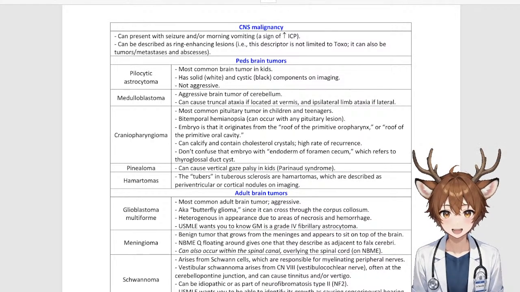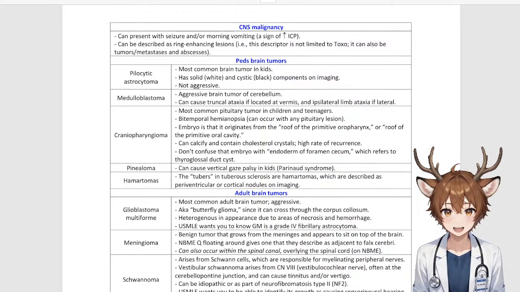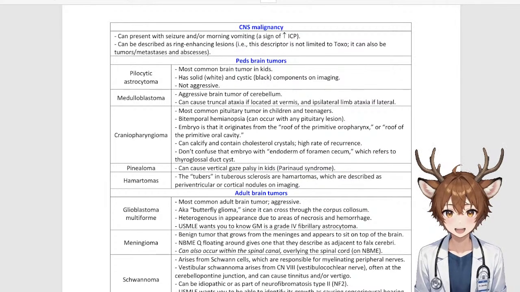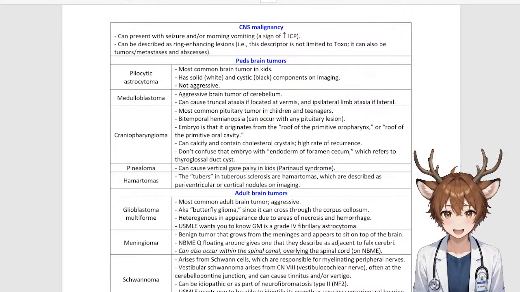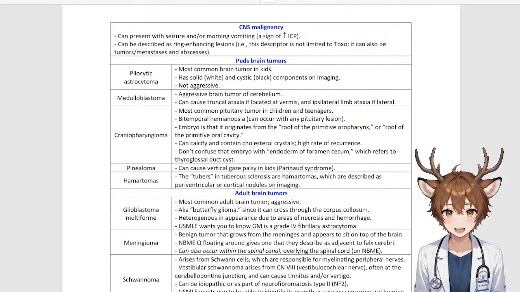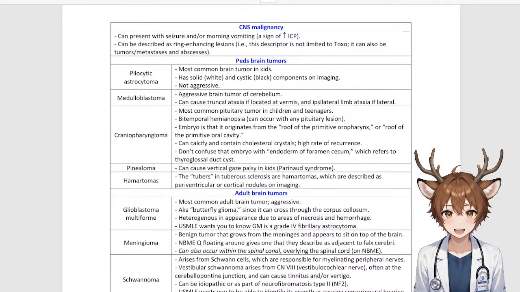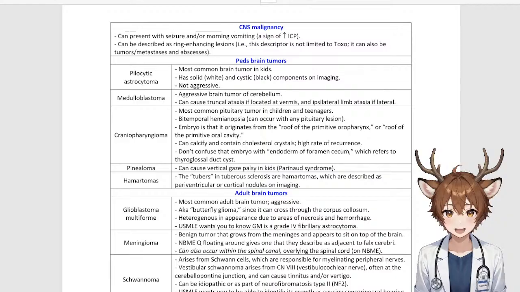PEDS brain tumors. Pilocytic astrocytoma, most common brain tumor in kids, has solid white and cystic black components on imaging, not aggressive. Medulloblastoma, aggressive brain tumor of the cerebellum, can cause truncal ataxia if located at the vermis, ipsilateral limb ataxia if lateral. Craniopharyngioma, most common pituitary tumor in children and teenagers, causes bitemporal hemianopsia, which can occur with any pituitary lesion.